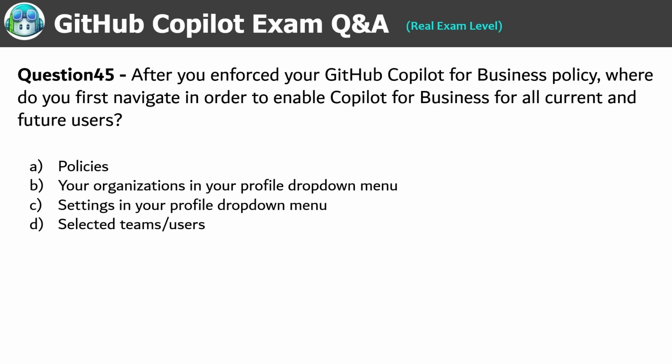Question 45. After you enforced your GitHub Copilot for Business policy, where do you first navigate in order to enable Copilot for Business for all current and future users? And the answer is option B, your organization in your profile drop down menu. So on the top right side, you see the profile, and there in your organization settings, you see the profile drop down, and then there you can set that.